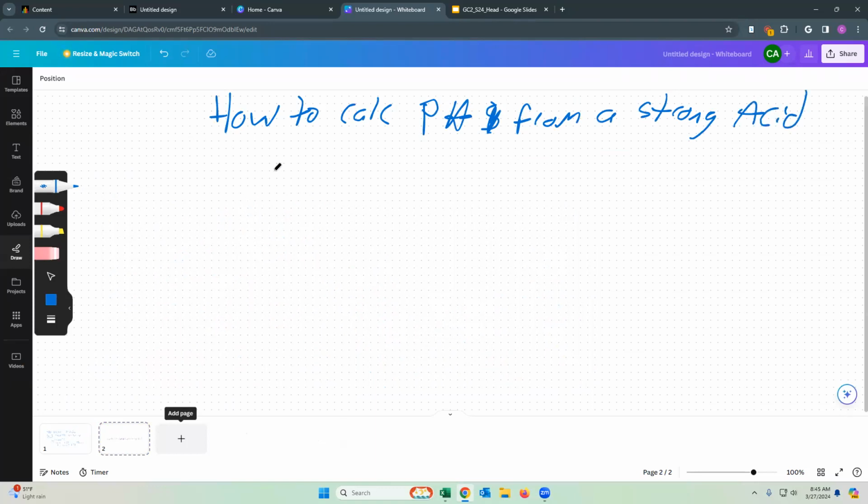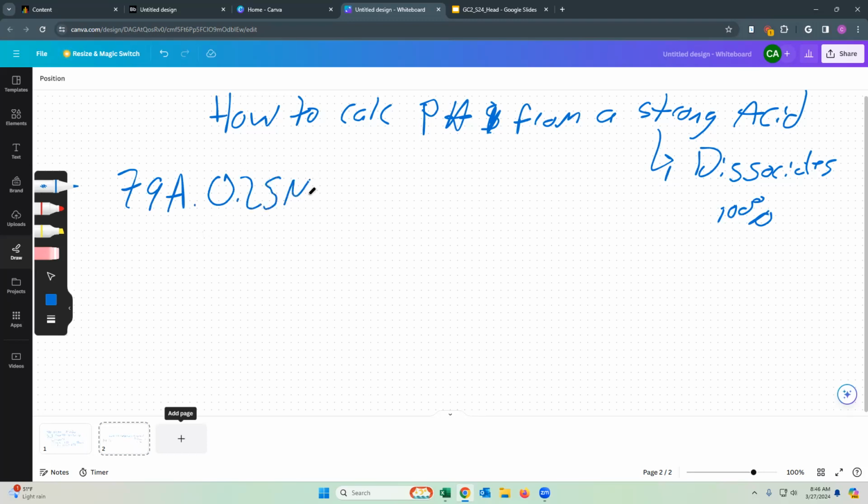Okay. And remember, a strong acid dissociates 100%. So 79A says we have 0.25 molar hydrochloric acid, and I want to know what is the pH of this solution. Your first step should be to write your acid with water.